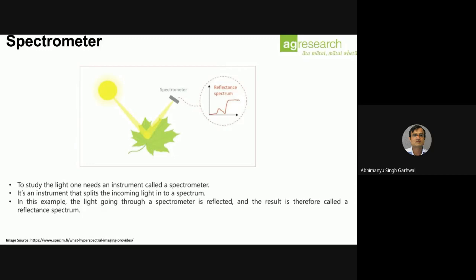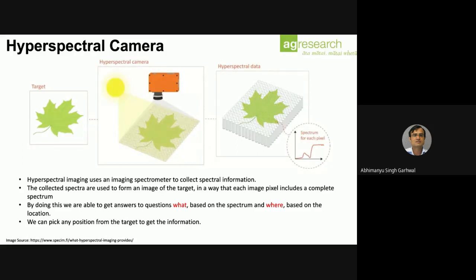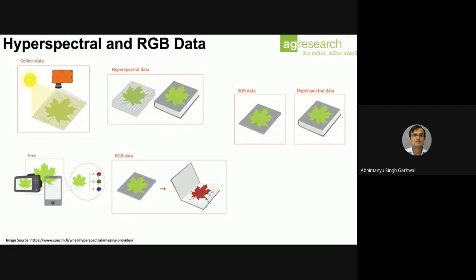Now, to capture this spectral signature, we need an instrument called a spectrometer, and the spectrometer will capture the light, and that light is called reflectance, because we always capture the reflected light, and that spectrum is the reflectance spectrum. The instrument that we use to capture this spectral information is called a hyperspectral camera. The hyperspectral camera scans the images to get the hyperspectral data, and from that we can identify what kind of material it is, and if there is a problem, and the location as well. So the hyperspectral camera captures both spectral and spatial information. We can differentiate between hyperspectral and RGB data. RGB data is captured at three wavelengths, red, green, blue, but hyperspectral data is always captured at more than 200 wavelengths.